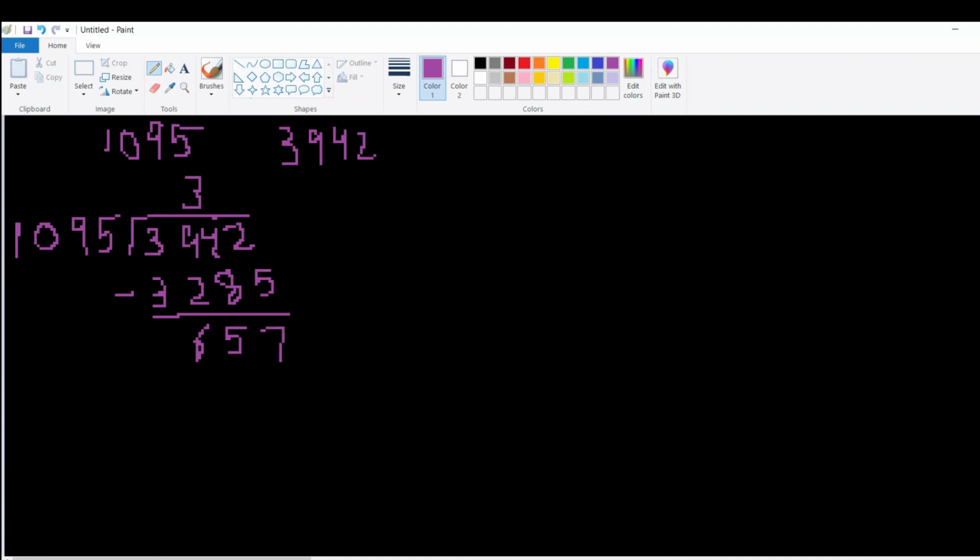Now for the next step, this remainder would become the divisor and the previous divisor would become the dividend. Make a line here and 1095 would be placed here. Now divide it by 657, it goes once, 657. Subtract it, the remainder is 438.